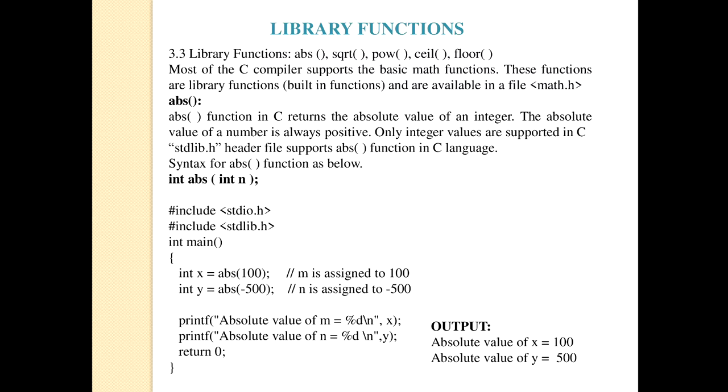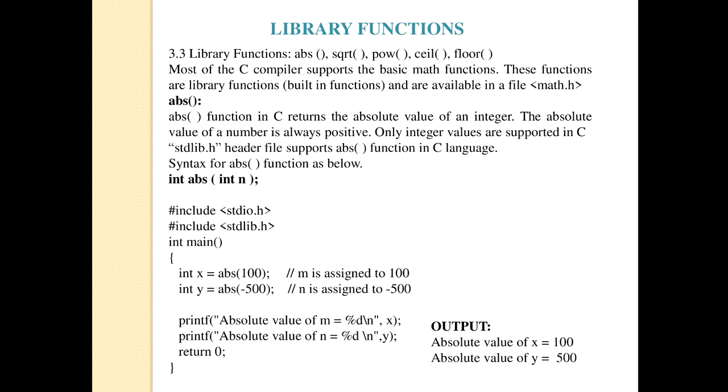So in the following example, I have taken two different values, one positive and one negative, and after that you will see the output so that the concept will get clear. I have taken two variables x and y of type integer, and assigned the value 100 to x and minus 500 to y. I want to perform the operation as an absolute value, so for that I have used the abs function. The statement is int x = abs(100).